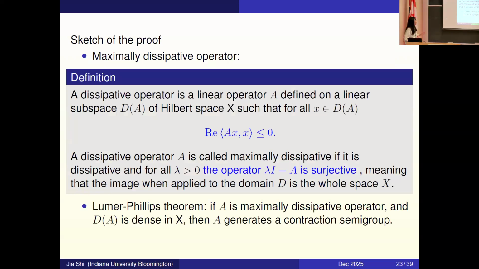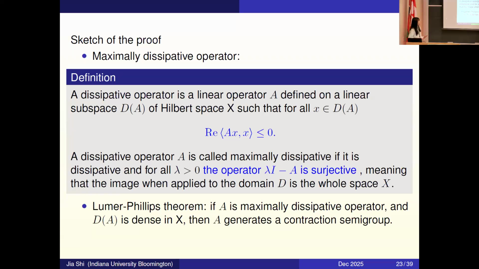So the structure is to use this argument of the maximally dissipative operator, the same for all the non-radial and radial work. So there are two things. Show that the first part is the energy estimates: the real part of the inner product of Ax and x should be negative. And the second is called the maximality: for sufficiently large lambda greater than 0, lambda I minus A is surjective. And then from this, the Lumer-Phillips theorem shows that if A is a maximally dissipative operator and the domain is dense, then it will generate a contraction semigroup.